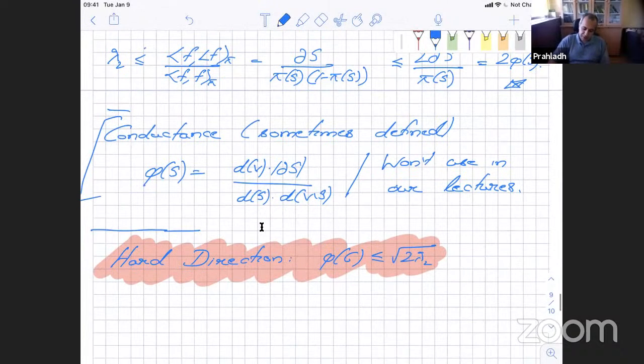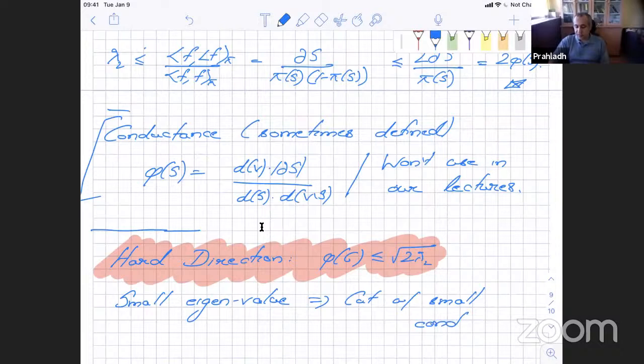So what does this say? It says if you give me a small eigenvalue, then there is a cut with small conductance. If the second eigenvalue is small, then there is actually a cut for which most of its edges are going into it rather than going out of it. And we'll actually give a constructive proof.